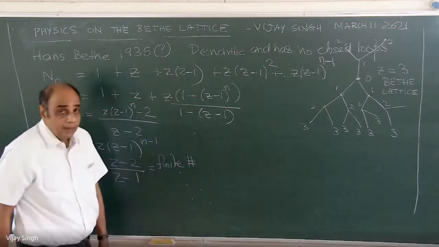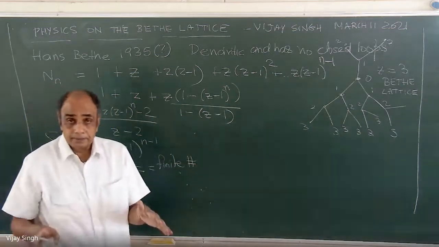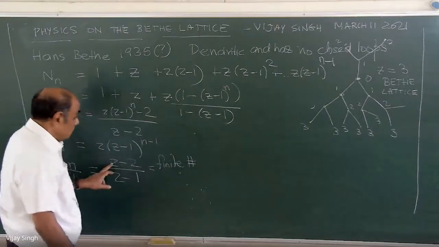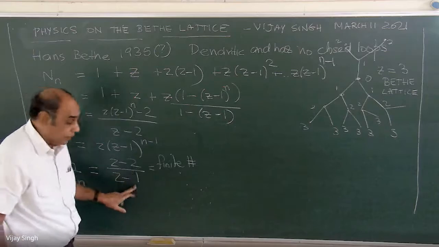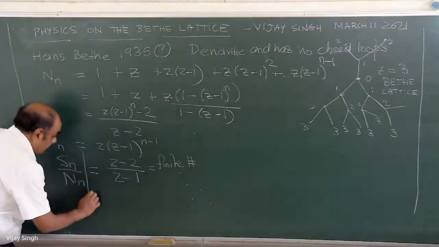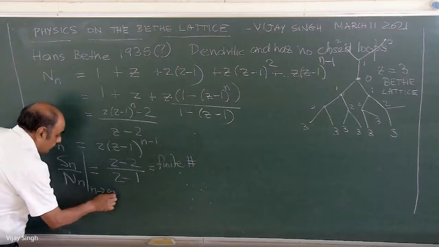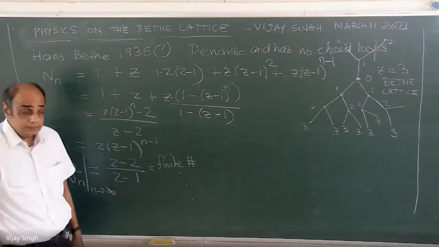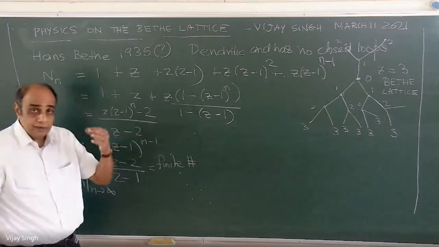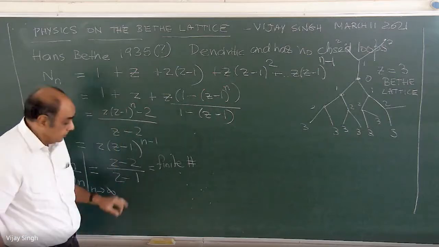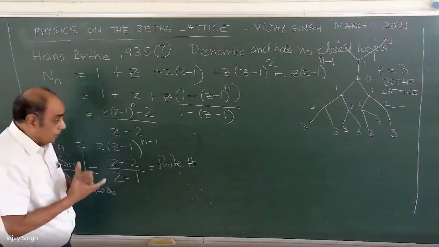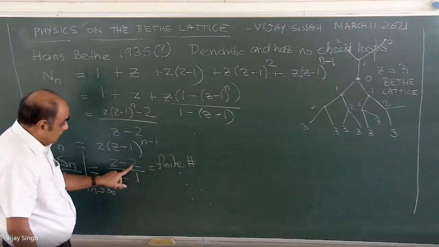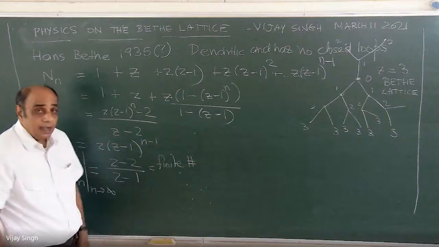There is a very large number of atoms on the surface. Say for z equal to 3, this is an asymptotic result for n going to infinity, when you go to the infinite generation or say 100 generations down. And the asymptotic result tells you that the surface to volume ratio is 3 minus 2, which is 1, over 2, so it is half in this case.